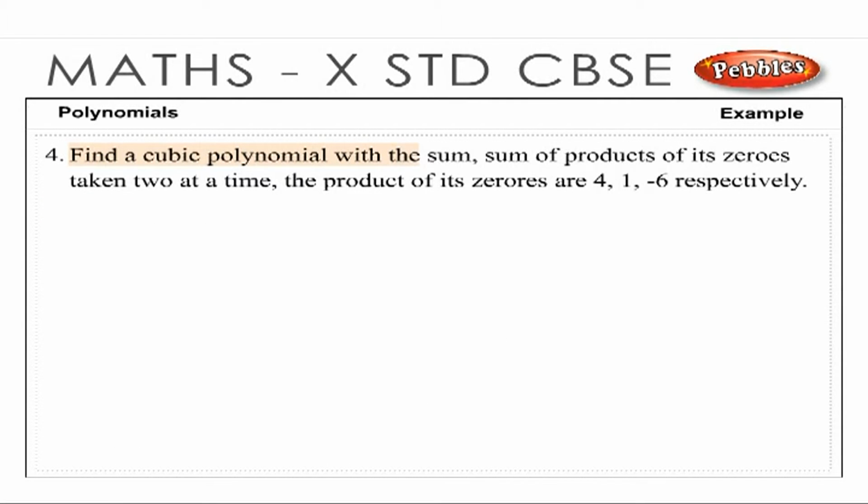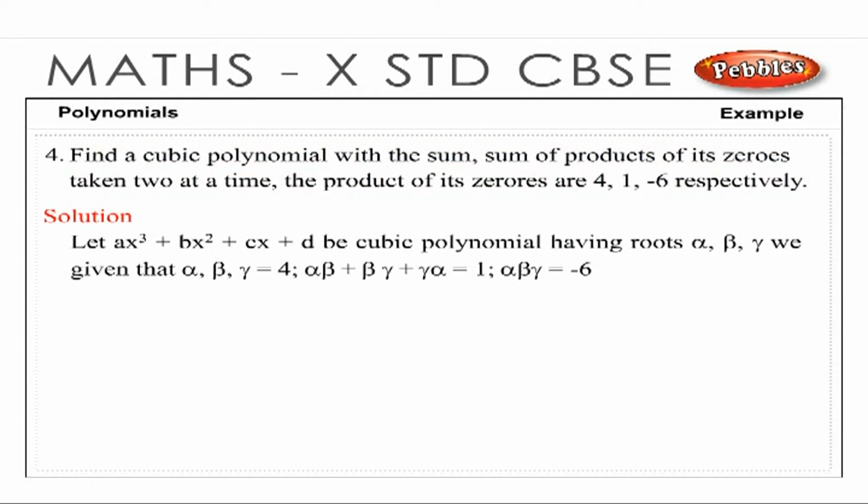Find a cubic polynomial with the sum, sum of products of its zeros taken 2 at a time, and the product of its zeros as 4, 1, minus 6 respectively. Solution: let ax cube plus bx square plus cx plus d be the cubic polynomial having roots alpha, beta, gamma. We are given that alpha plus beta plus gamma is equal to 4, alpha beta plus beta gamma plus gamma alpha is equal to 1, alpha beta gamma is equal to minus 6.